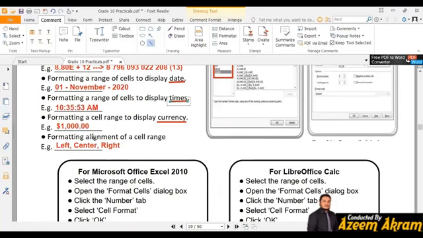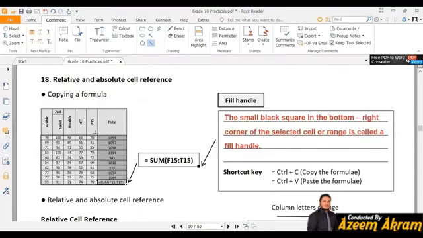Currently we are using LKR. That's it, like we have some sort of alignments. These are not that important. Basically this is left, center and right, so this is not that important. So now we have learned to do relative and absolute cell reference.